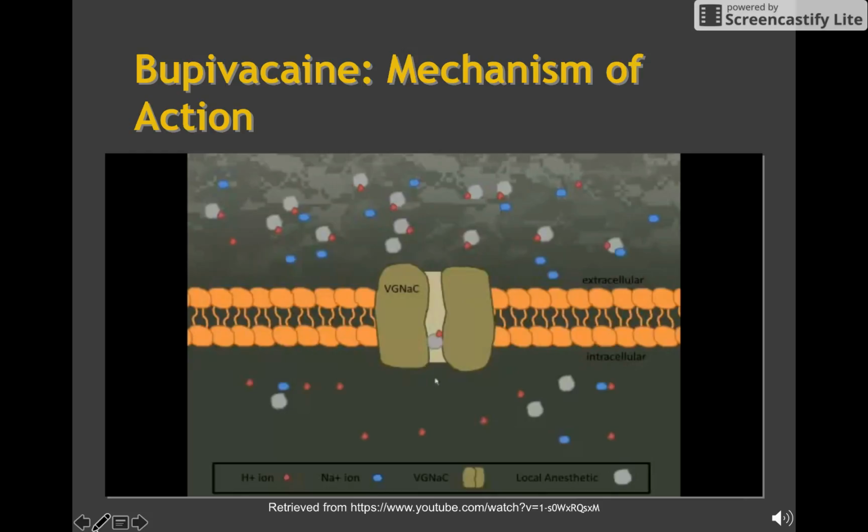Decreased sodium channel permeability to sodium ions diminishes the depolarization rate of the neuron, which results in failure of the neuron to reach threshold potential. This prevents action potential propagation and causes blockade of impulse conduction.